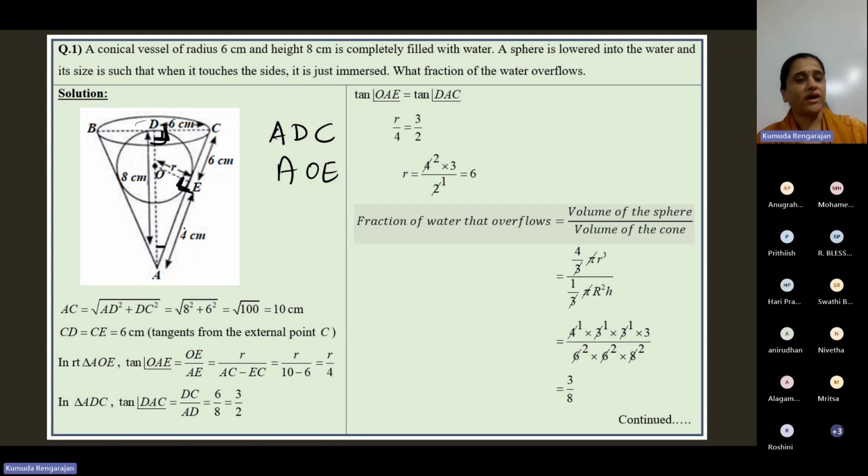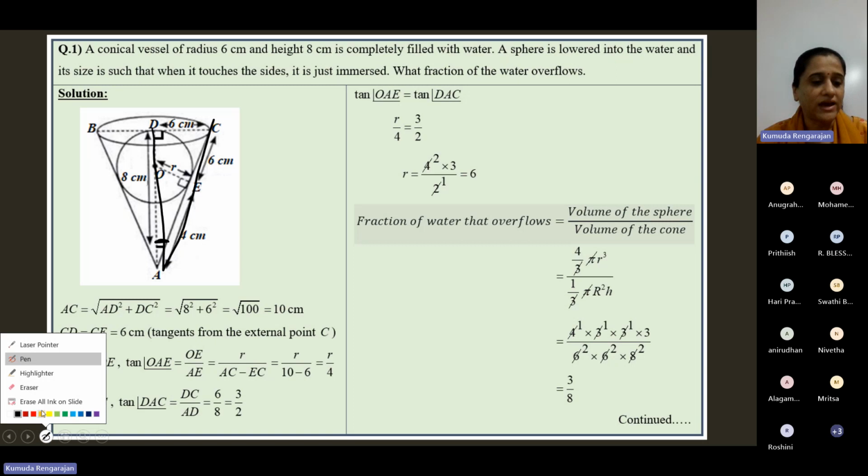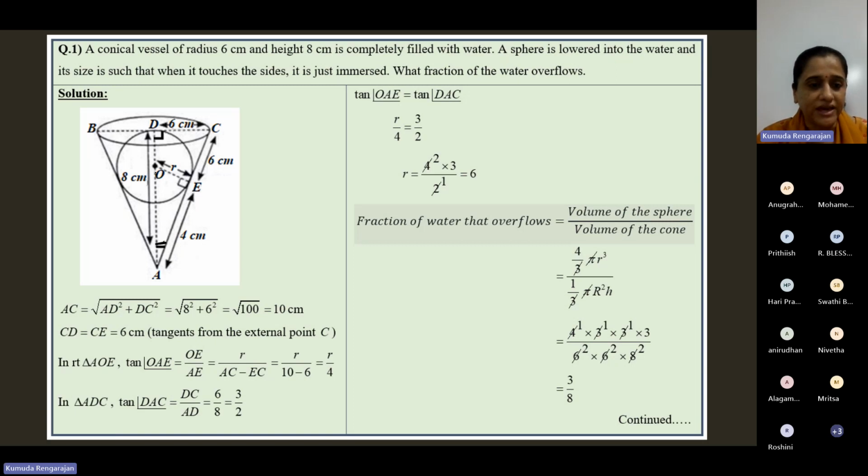Now for these two right triangles, there is a common angle A, this one. A meaning DAC. For the big triangle, it is DAC. And for the small triangle, the same angle is called OAE.